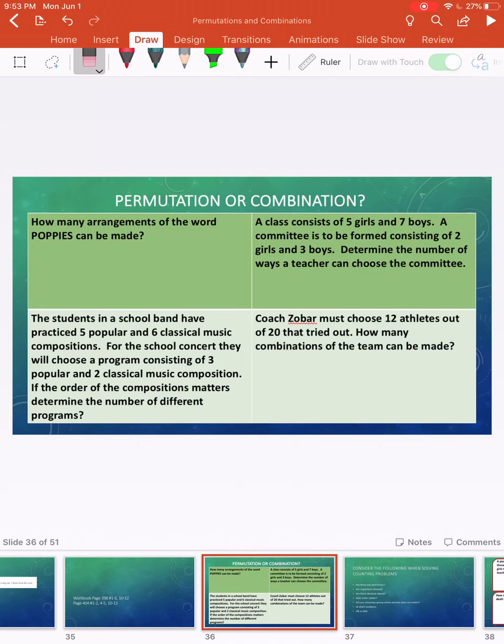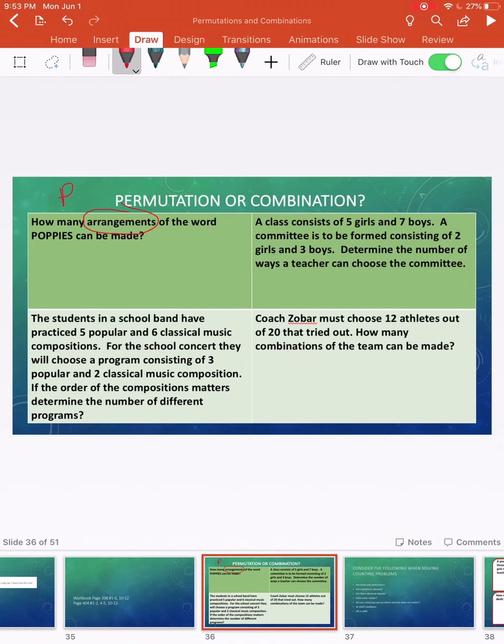So to start with, I will just write permutation or combination on each question. So the first one, how many arrangements of the word poppies can be made? Okay, so a key word here is arrangements. So as soon as I arrange something, obviously the order matters. So this would be a permutation. So I'm going to write P.